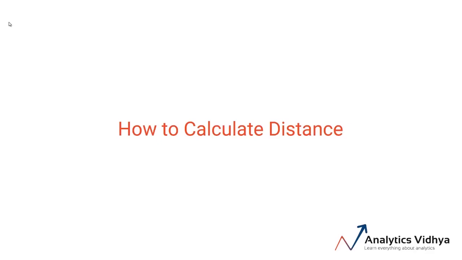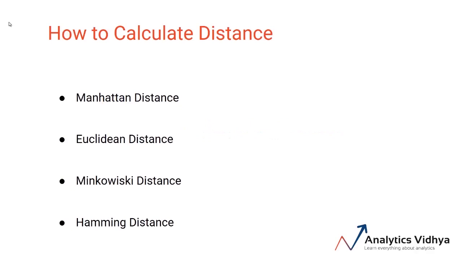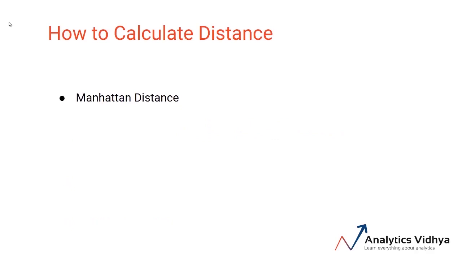Welcome back. In the last video, we covered how to decide the right value of k. Now, once we have the value of k, how can we decide which points are the nearest? To determine the nearest points, we calculate the distances between points. And in this video, we'll cover the following 4 distances. Let's start with the Manhattan distance.